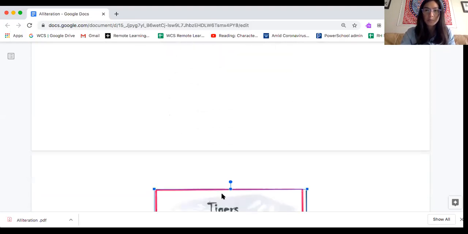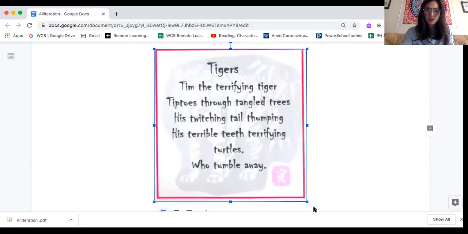Let's read one more poem. And this time, give a thumbs up anytime you hear an example of alliteration, or two or more words that start with the same beginning sound. I have a feeling you're going to have your thumb up almost the entire time that I'm reading you this poem. This poem is called Tigers.